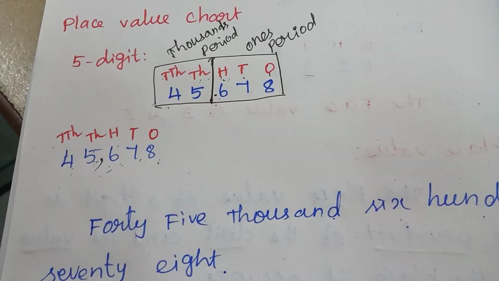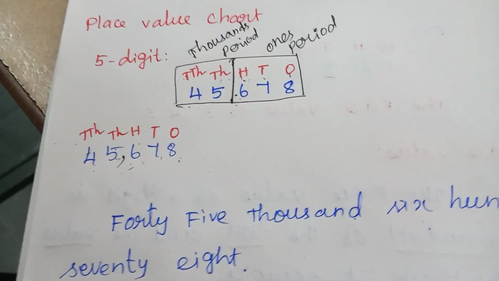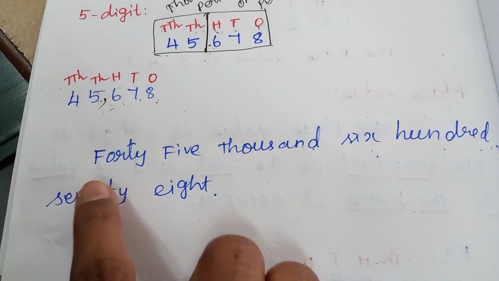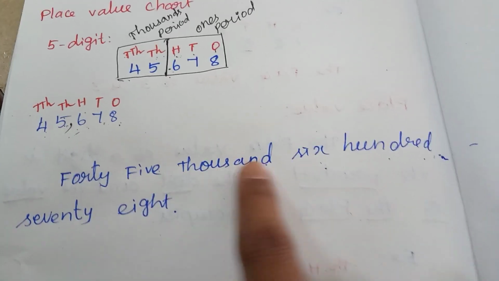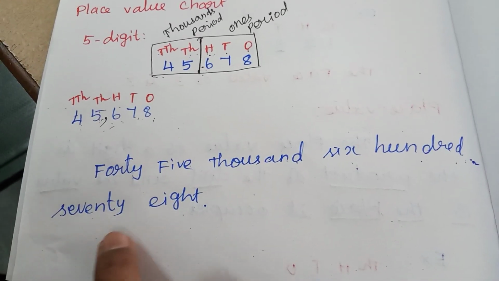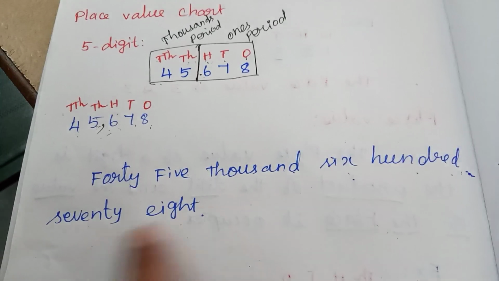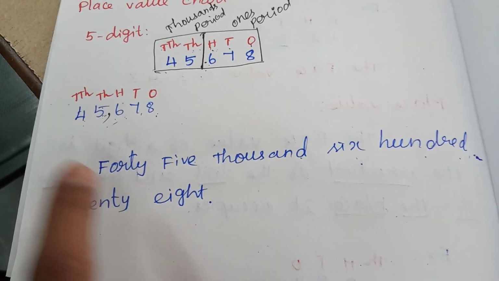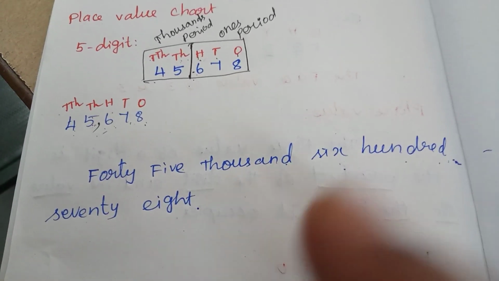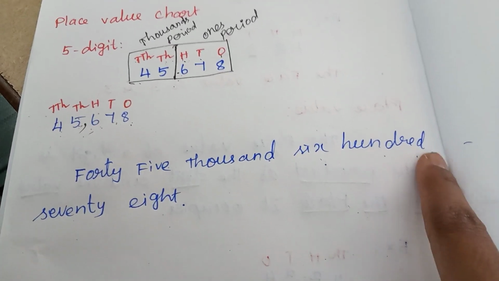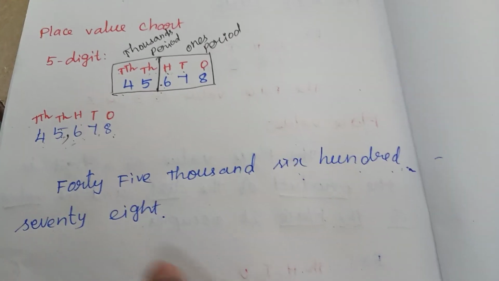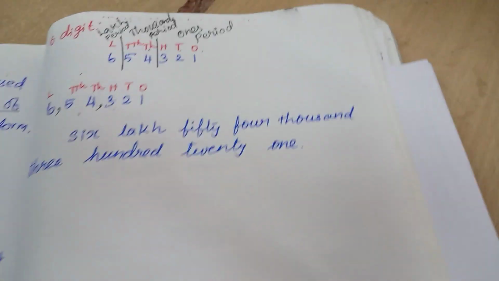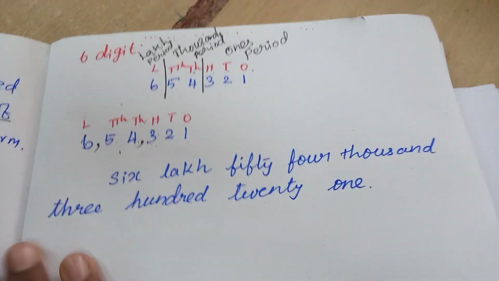45,678. This is the way you have to read a 5-digit number. Next step, how to write the number names for a 5-digit number. 45,678. This is the way you write the name for a 5-digit number. See, here you don't use the word 'and'. Next we move to the place value chart for 6-digit numbers.